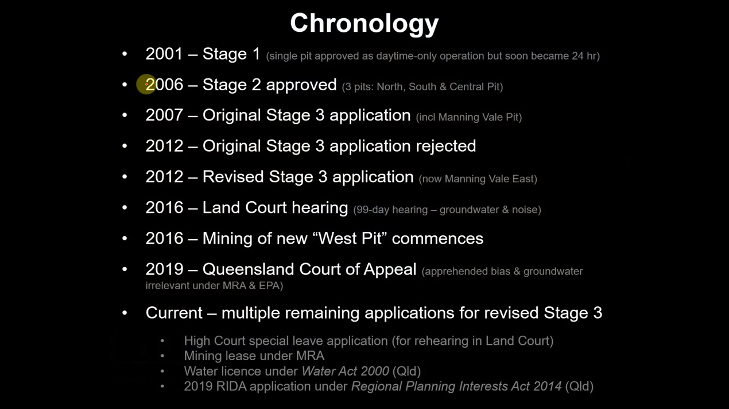Then, very soon after Stage 2 was approved, it applied for a massive expansion called Stage 3. The original Stage 3 application included three massive pits, including a pit called Manning Vale Pit. In 2012, the state government rejected the massive expansion of the mine, and the mining company revised its Stage 3 application to reduce the size of the pits. What was Manning Vale Pit was split into two, and the remaining pits include what's now called Manning Vale East.